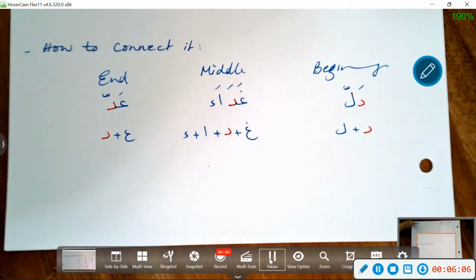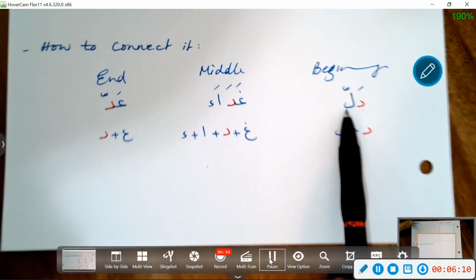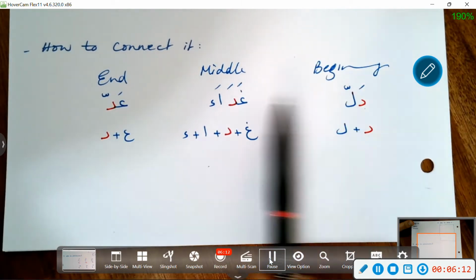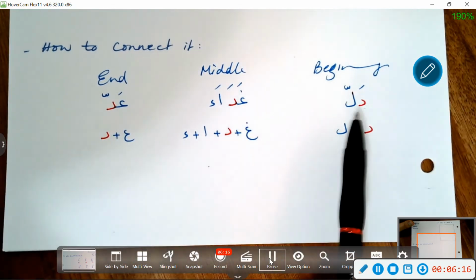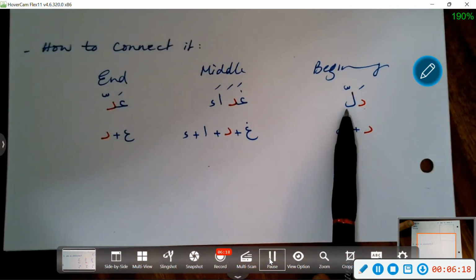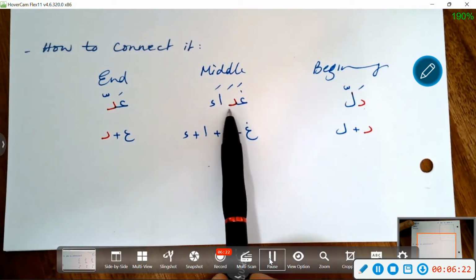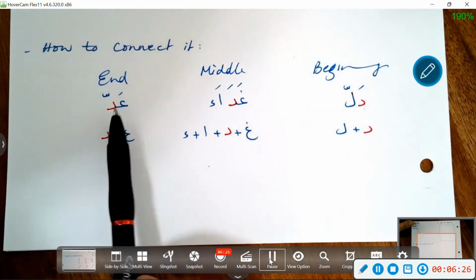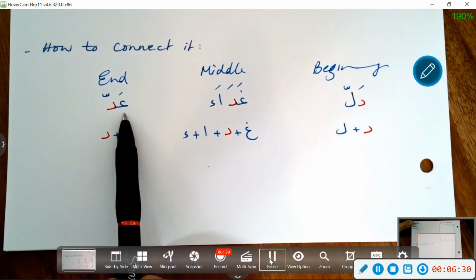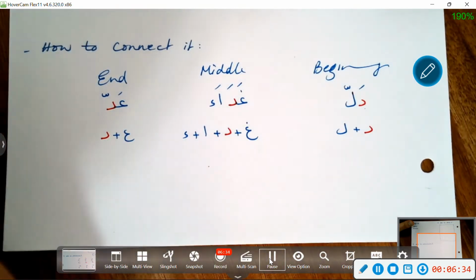So now all we need to know is Daal does not connect from the left side, but it connects from the right side, as we see here. When it's at the beginning, the next letter doesn't connect with it. When it comes in the middle, it only connects from the right side, not from the left side. And here at the end, again, it only connects from the right side. And there is a reason for that: why we cannot connect Daal from the left side.